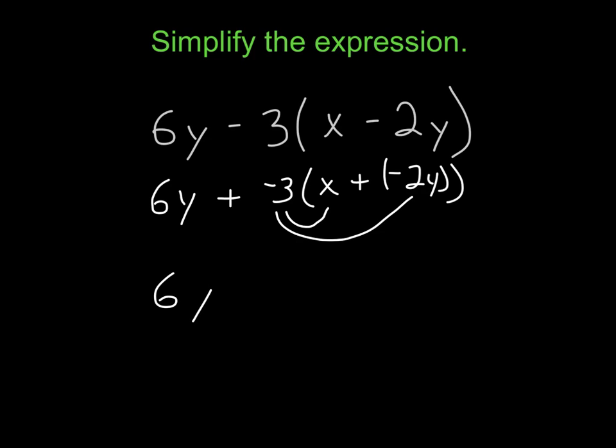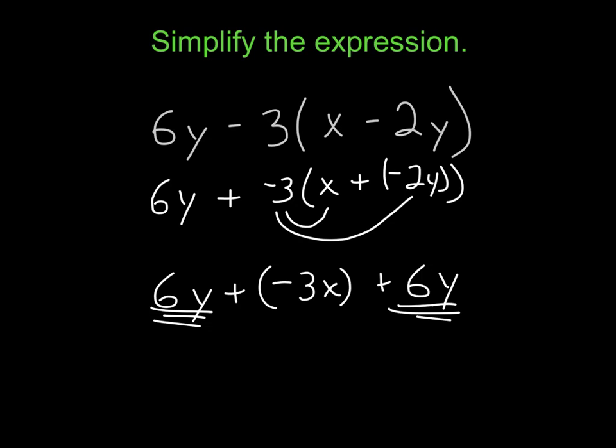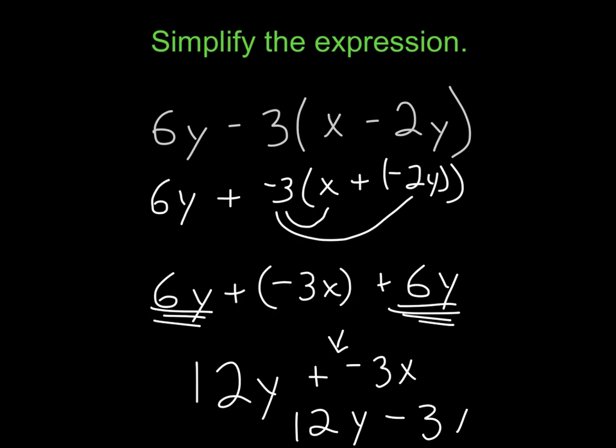So now I get 6y plus a negative 3 times x is a negative 3x. Plus a negative 3 times a negative 2. A negative times a negative is a positive, so 6y. And now I combine my like terms. So I have 6y here plus 6y here. That's going to give me 12y. Now I have plus a negative 3x. But we know we don't want to have this plus and negative right by each other, so I know that's the same as 12y minus 3x.